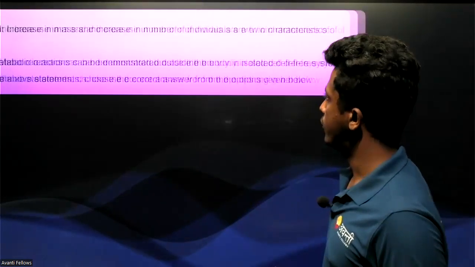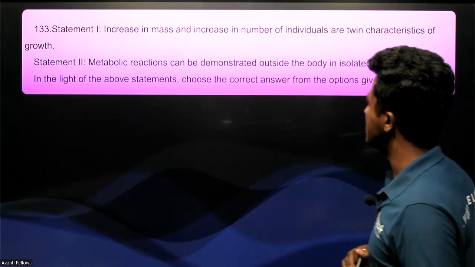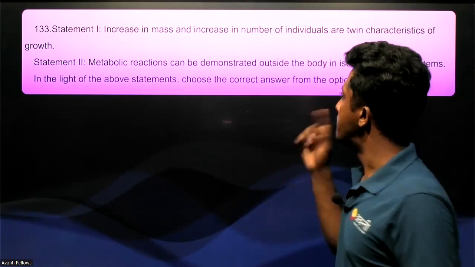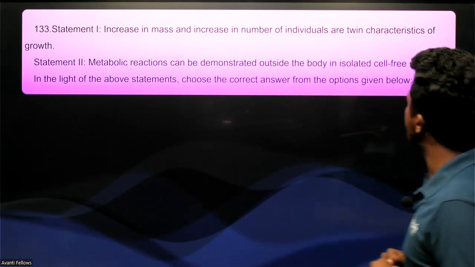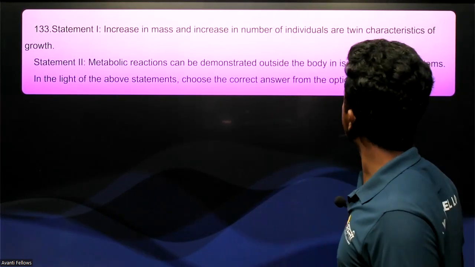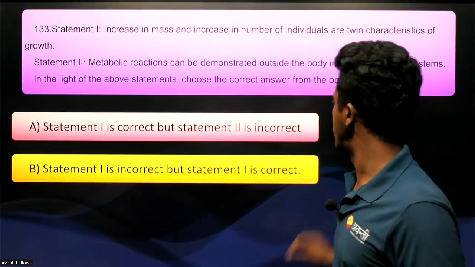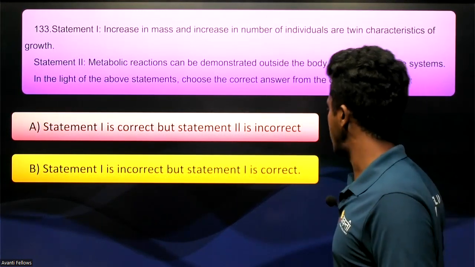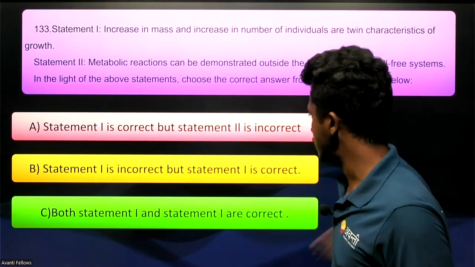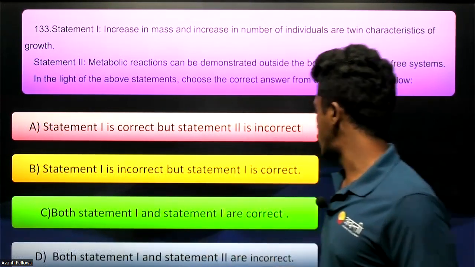So let's go for the next question. Question 133. Statement 1: Increase in mass and increase in number of individuals are twin characteristics of growth. Statement 2: Metabolic reactions can be demonstrated outside the body in isolated cell-free systems. In the light of the above statements, choose the correct answer. Statement 1 is correct, but statement 2 is incorrect. Statement 1 is incorrect, but statement 2 is correct. Both statement 1 and statement 2 are correct. Both statement 1 and statement 2 are incorrect.